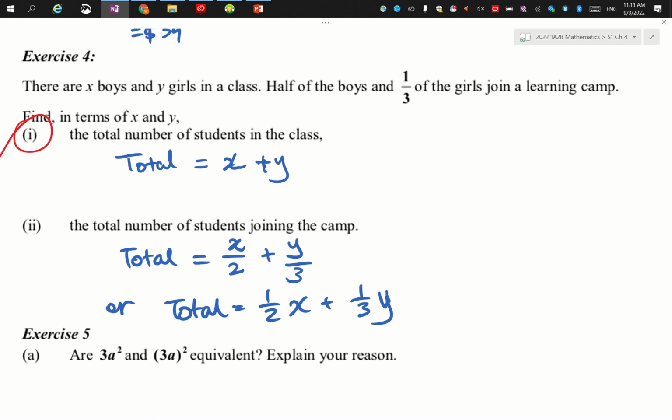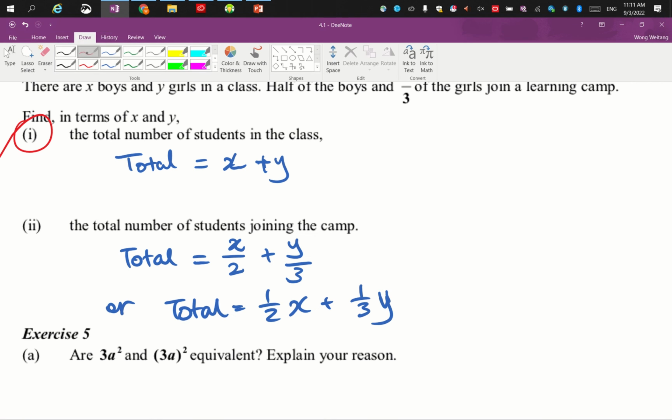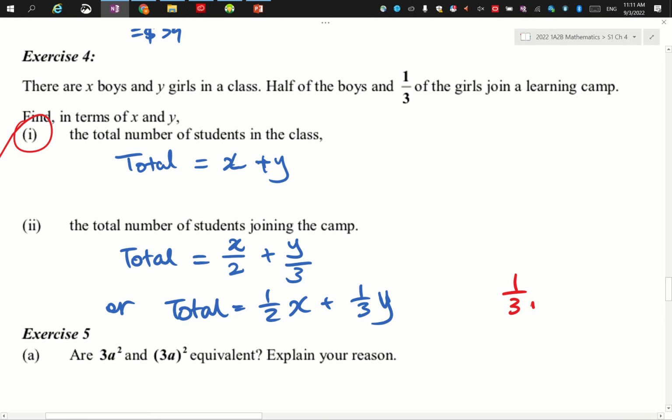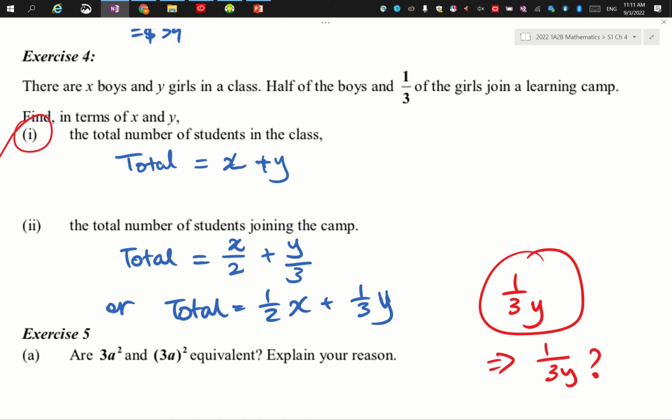Okay, I'll show you a demonstration of what is not acceptable. 1 over 3y. This is not okay. Alright, it looks like you are trying to say 1 over 3y. Is this what you're trying to say? It makes me wonder. And you don't want to make me wonder when I'm marking. It is your job to make me understand your work. So write it properly. This is what you meant. So 1/3 y. Make it very clear.